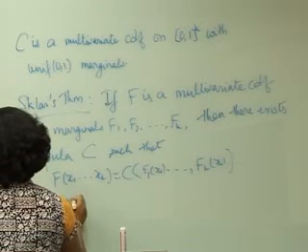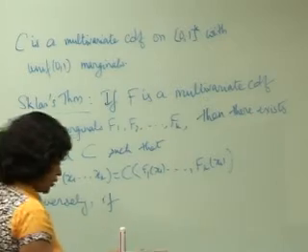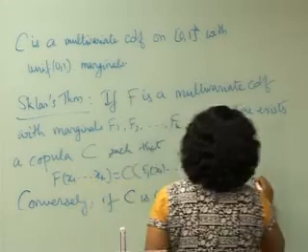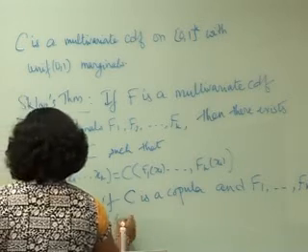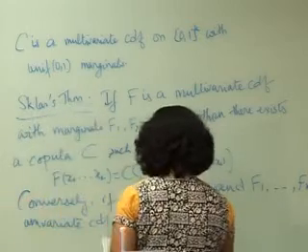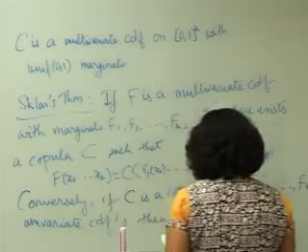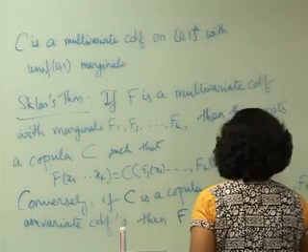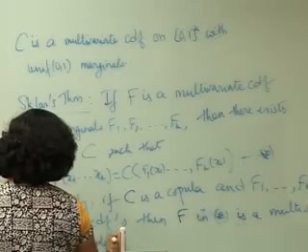Conversely, if C is a copula, if you have a copula on the unit cube, and F1, F2 up to Fk are univariate CDFs, then this F above, say we call this star, defines a multivariate CDF with marginals F1 through Fk.